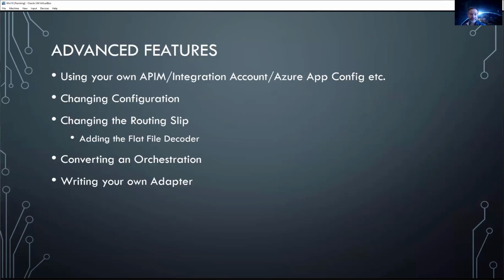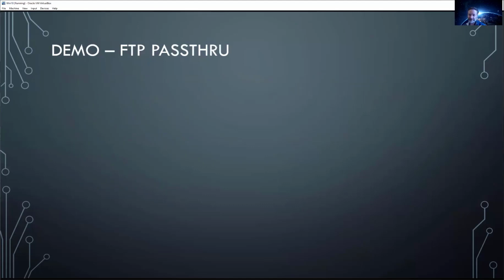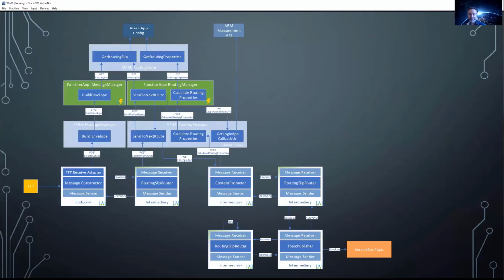Right, I'm going to skip over the advanced features and go to a demo of FTP pass-through. Right, so the FTP pass-through, I know this might be quite difficult to read, but this is the flow that a logic app runs through, in that the initial logic app, the receive adapter that picks up the FTP file, is going to call the message constructor. Yeah, and the message constructor is going to go up to APIM and call a function to do the work to build an envelope, and it's going to get the routing slip from APIM, which is either going to be in cache or up in Azure App Config, and it returns that envelope.